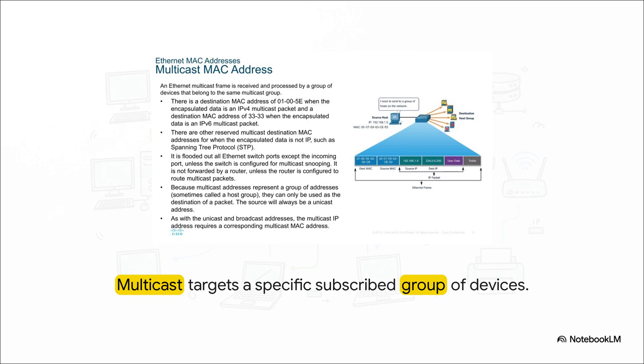Think of this kind of like a magazine subscription. A multicast frame is sent out, but it's only processed by a specific, defined group of devices that have essentially subscribed to that data. For example, IPv4 multicast packets automatically map to destination MAC addresses starting with 01-00-5E. It's super efficient because it reaches a group without unnecessarily interrupting every single machine on the network.